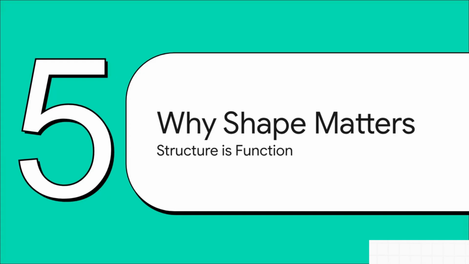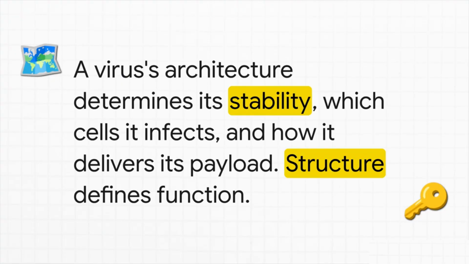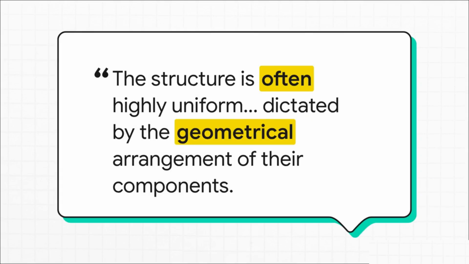So, we've seen spirals, spheres, pills, and twins. But why does all this geometry, all this architecture, actually matter? Well, it all comes down to this. A virus's shape is everything. That architecture dictates how stable it is, which cells it can invade, and how it injects its genetic payload. Structure is function. For a virus, shape is destiny. And as the source material puts it so well, this incredible diversity isn't random. It is highly uniform, and it's precisely dictated by the simple, powerful rules of geometry and the arrangement of its protein building blocks. It's like ordered chaos.